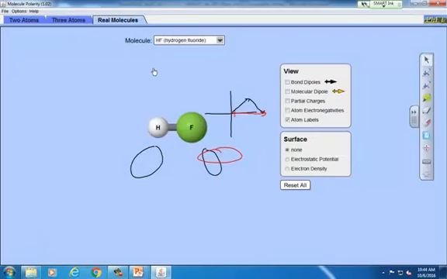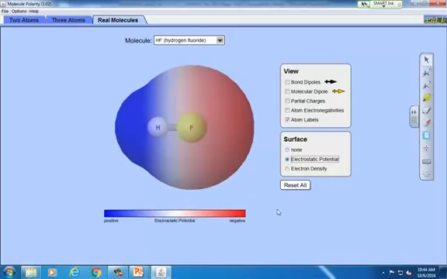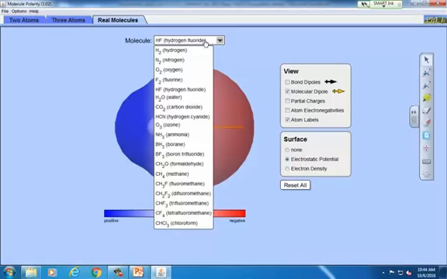So if we look at some real molecules, just to give you a couple more quick examples. Nice to see the map of where the electrons are. You can see those fluid electrons have shifted almost exclusively to the fluorine. We have the overall bond polarity there pointing toward the fluorine. So that's a pretty straightforward one.